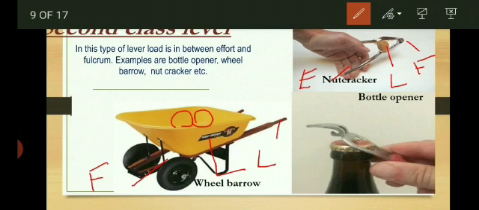So when we crack the nut by using a nutcracker, we apply force on the handle, that is the effort, and the nut is the load and here is the fulcrum. In the bottle opener, here is the load point, the point which is applied on the cap of the bottle to open it, that is the load point. And here is the fulcrum point, and the handle where force is applied is the effort point.